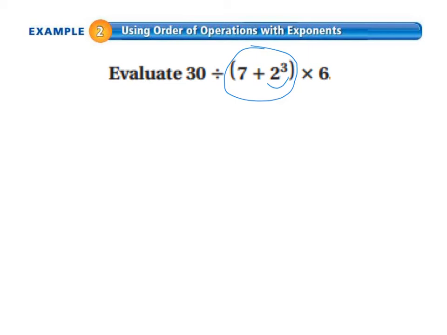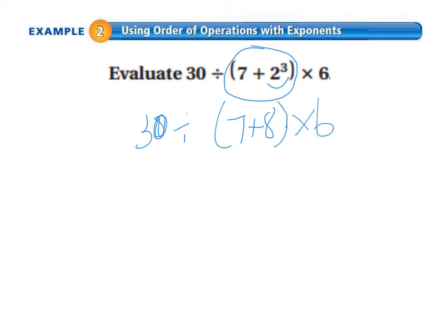So 2 cubed is the same as 2 times 2 times 2. 2 times 2 is 4, times that third 2 would be 8. So now within the parentheses, I have 7 plus 8. The rest of the expression remains the same. That's a 30.